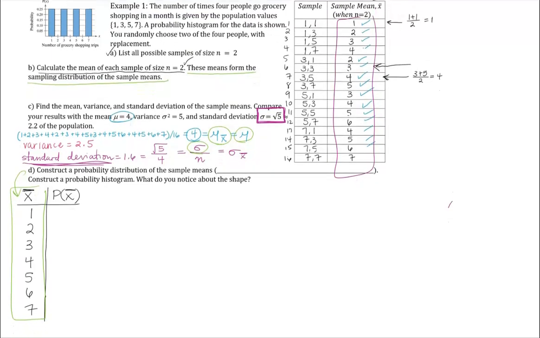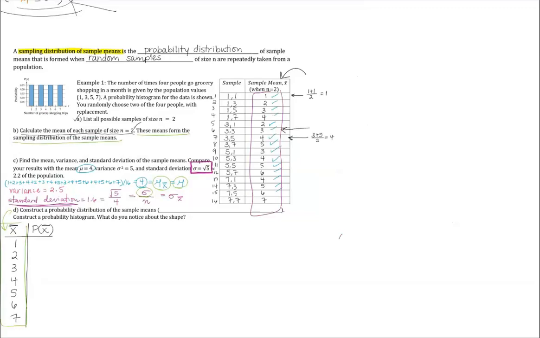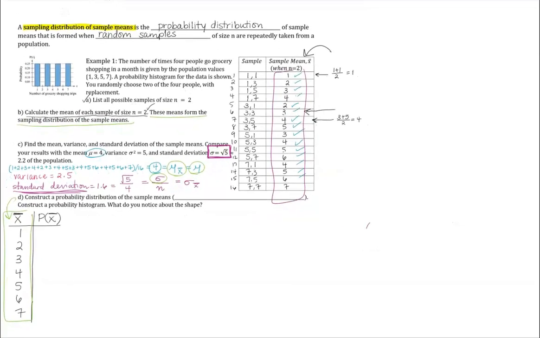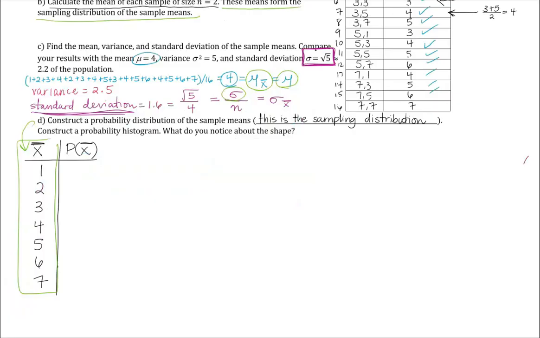So constructing this probability distribution is creating the sampling distribution of the sample means. That is what a sampling distribution of sample means is. It is this table. It is this probability distribution. It is a discrete probability distribution in this example. So now let's go ahead and construct this sampling distribution.